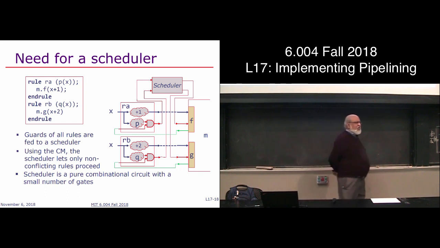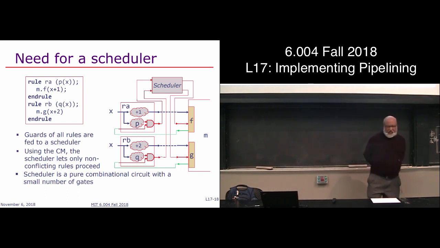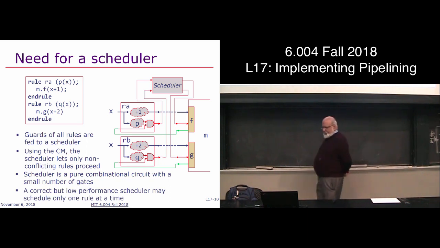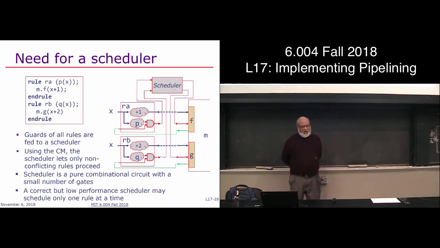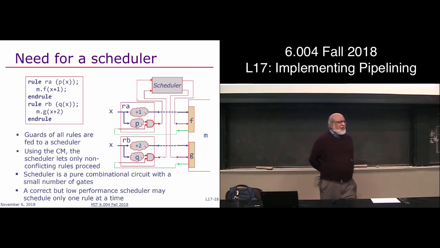It's a pure combinational circuit. It doesn't take too many gates. A correct but low performance scheduler, which you should be able to write very easily, is just a priority circuit. Suppose I say both rules are enabled, but only one of them should go. So I said, okay, let the first one go. Can you write such a combinational circuit? Sure. You have two input lines coming in, but only one of the outputs should be true.